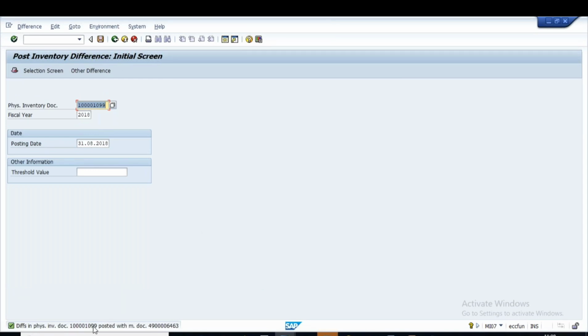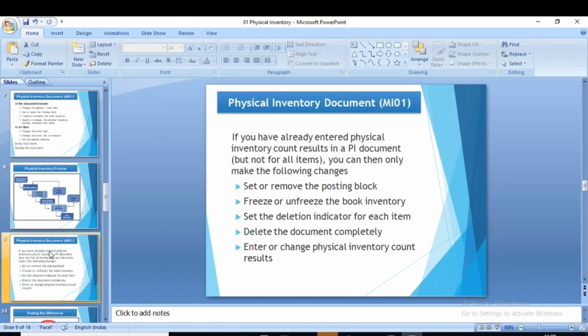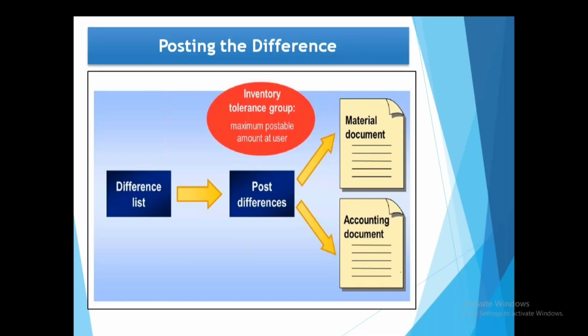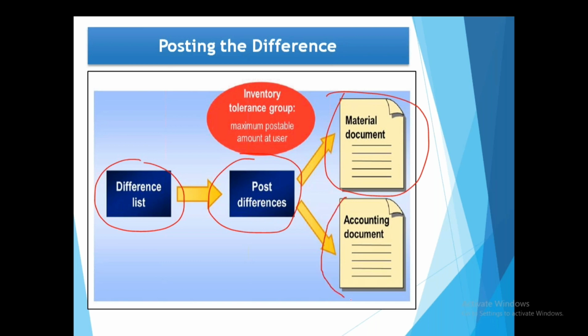So differences in the physical inventory document are posted with a material document number. This is how you post the differences. When you post the difference, see, this is what we have done. We saw the difference list and we posted the differences. When you post the differences, the system will create a material document and it will create an accounting document also. Both it will create.